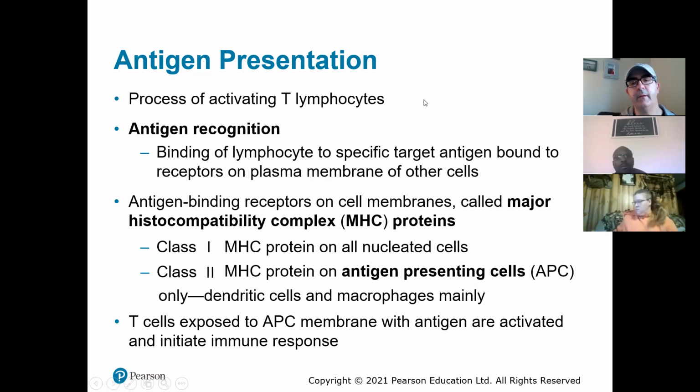Now, T cells cannot recognize antigens just floating around in your body. So you have bacteria cells, you have viruses in your body, and as they're floating by, T cells won't necessarily recognize them. What they need is what are called antigen presenting cells. Antigen presenting cells are other, non-specific white blood cells, like dendritic cells and macrophages. These are usually derived from monocytes.